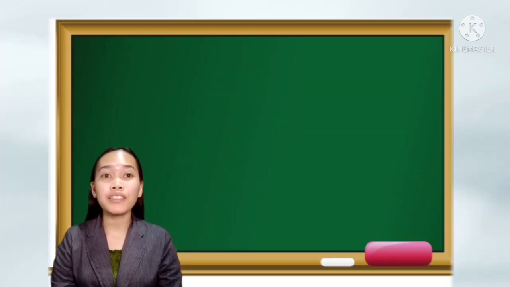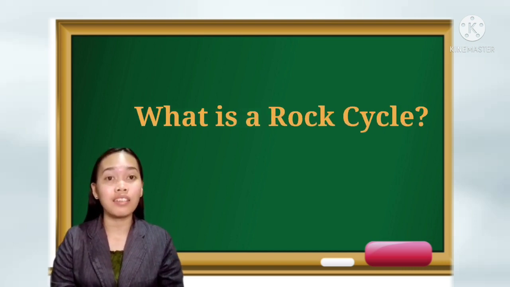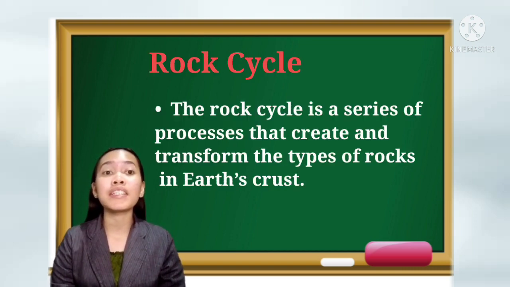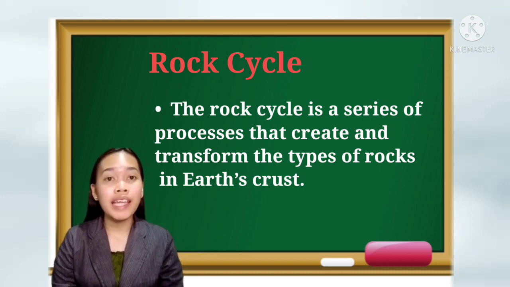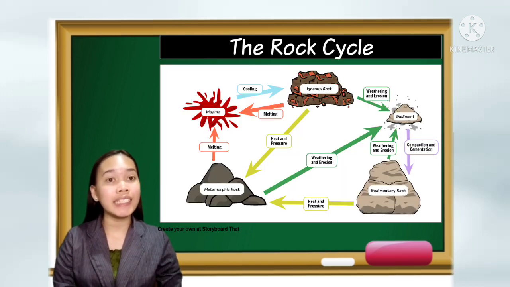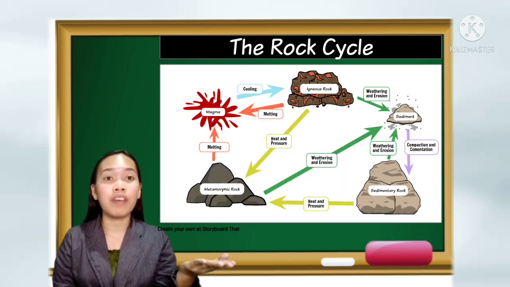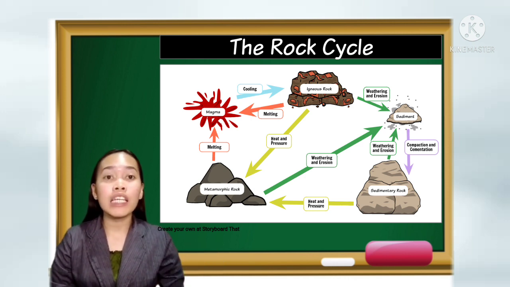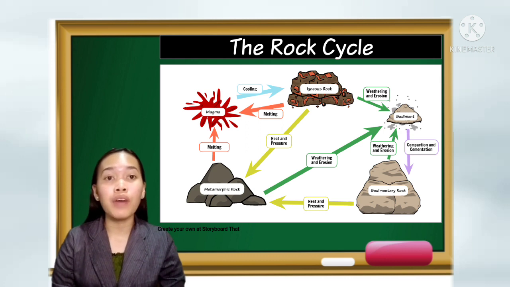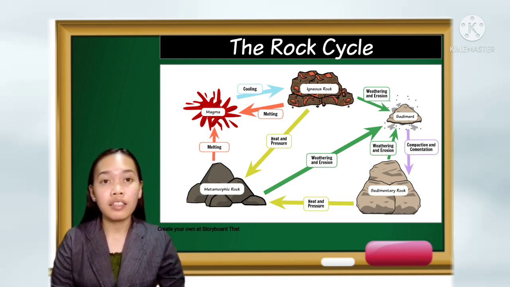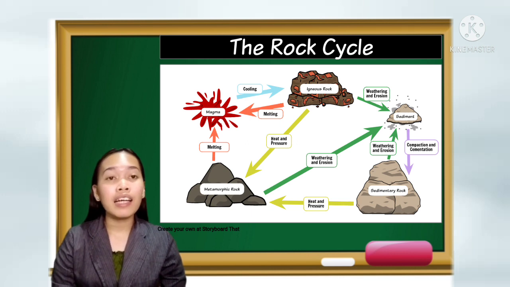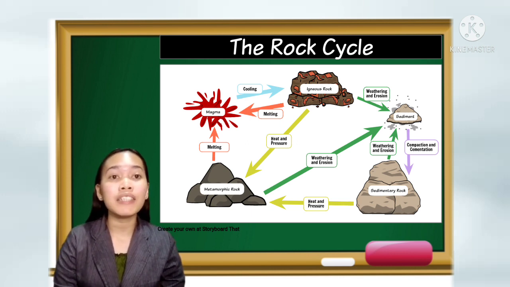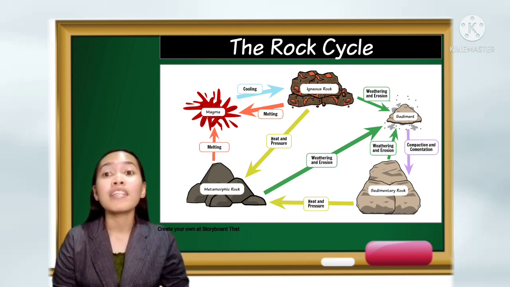Let's move on to the rock cycle. What is a rock cycle? A rock cycle is a series of processes that create and transform the types of rocks in Earth's crust. As you can see, I have here a diagram of a rock cycle. Please look at the diagram. The igneous rock can change into sedimentary rock or into metamorphic rock, while sedimentary rock can change into metamorphic rock or into igneous rock.